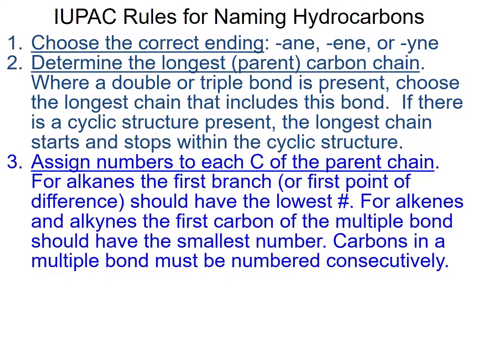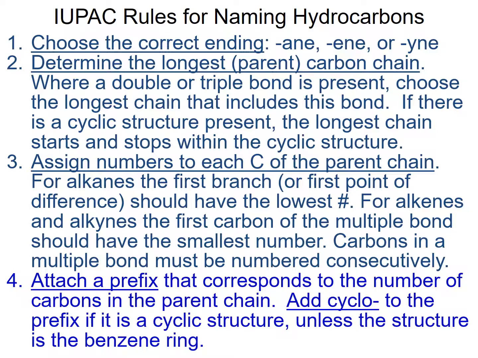Rule number 3, you assign numbers to each carbon of the parent chain. For alkanes, the first branch should have the lowest possible number. For alkenes and alkynes, the first carbon of the multiple bond should have the lowest number. And you always number them consecutively.